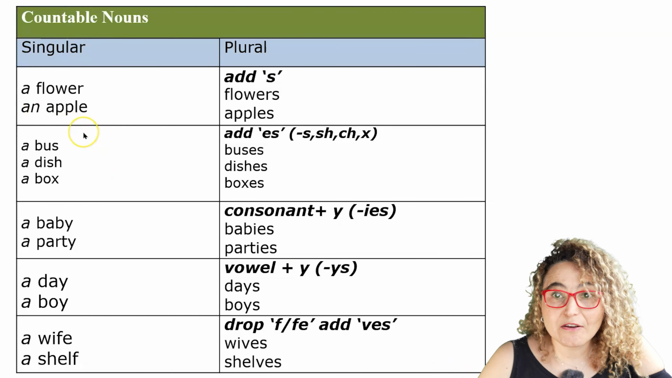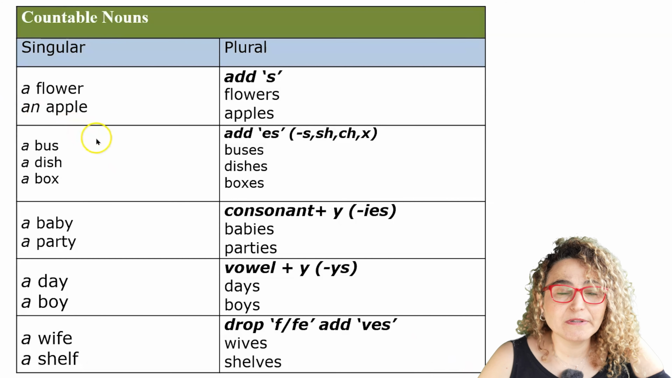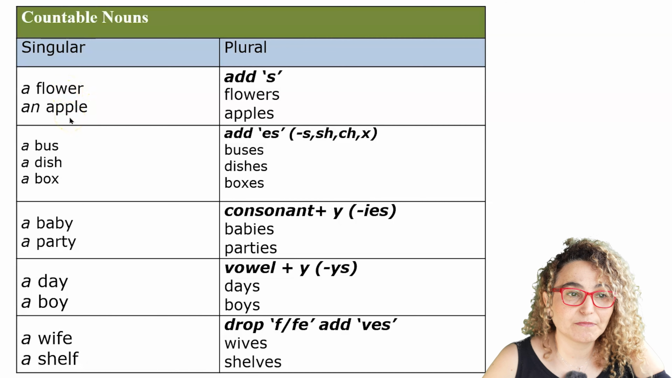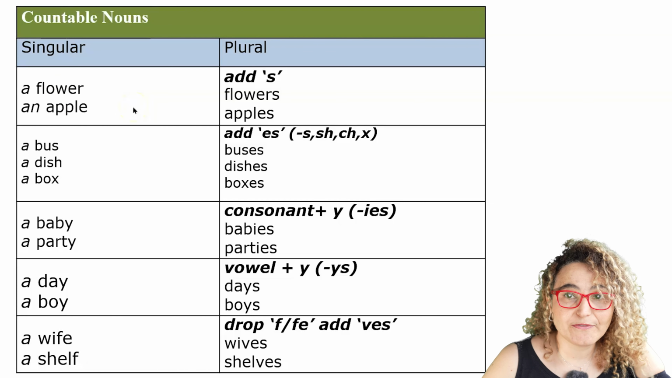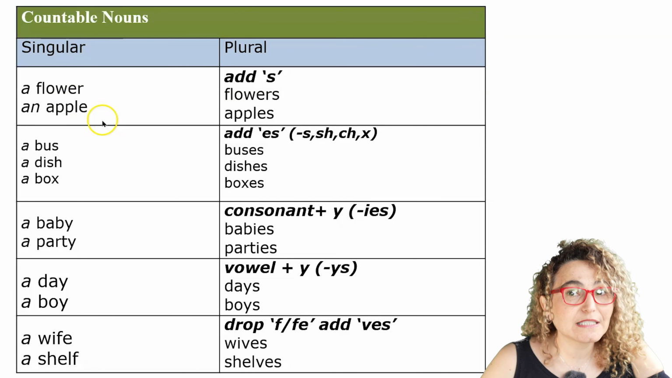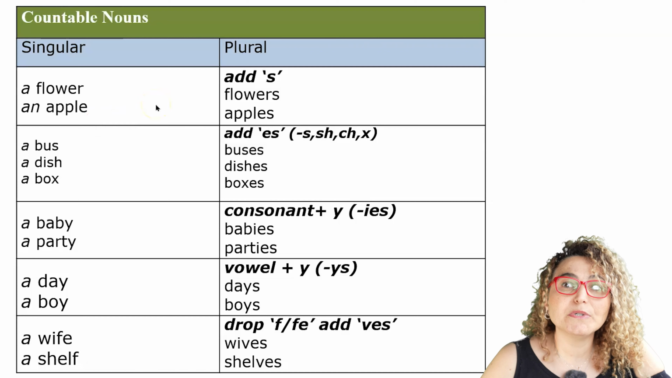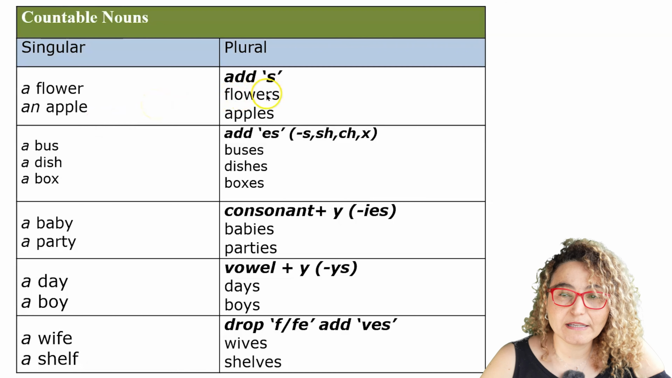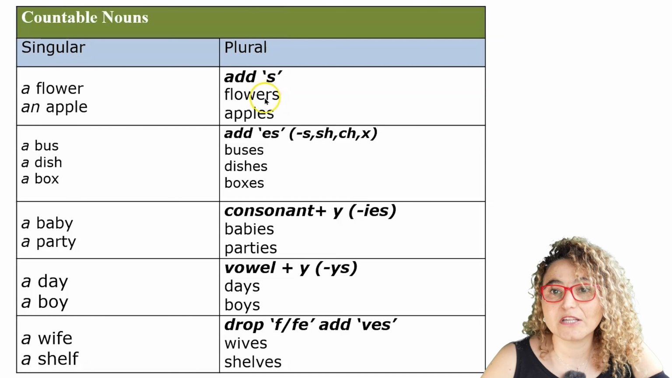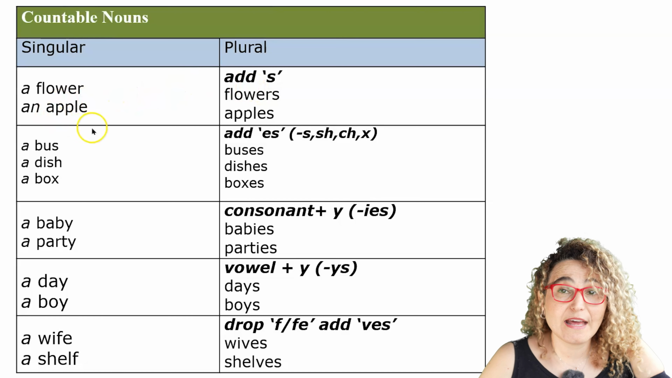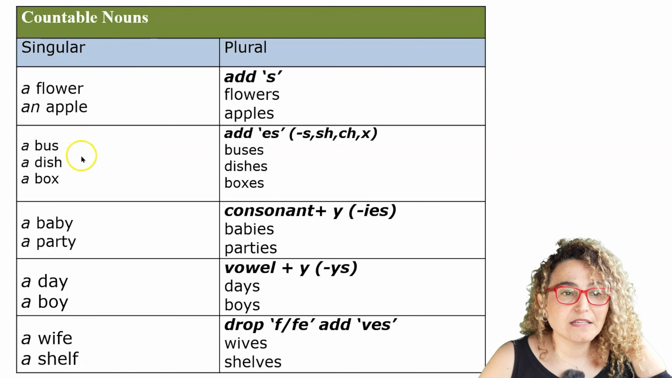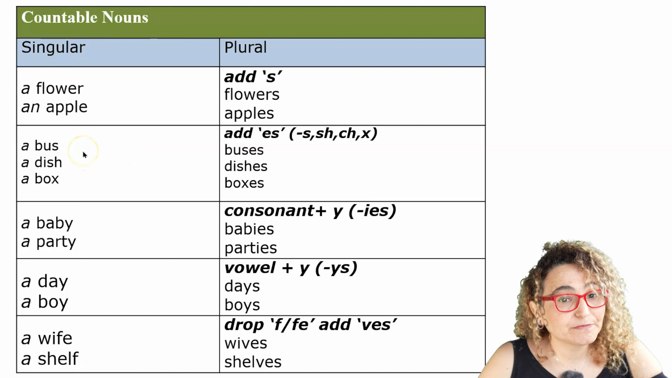So I've given you this as an example. If we look at nouns, for example, flower, apple. I picked a flower from the garden. A flower, one flower, but we know flower is countable. So how do we count flower? By adding S. So some nouns in English, we add S to make it plural. An apple, apples.